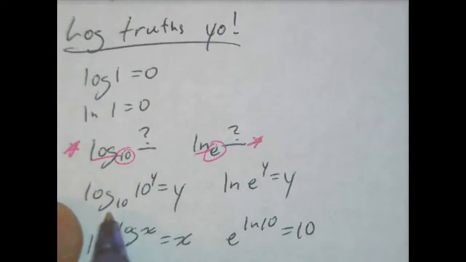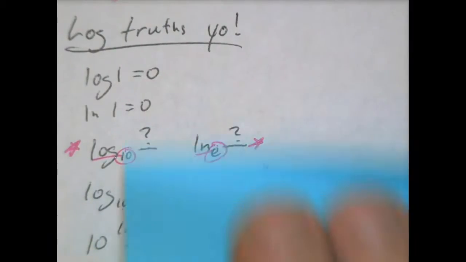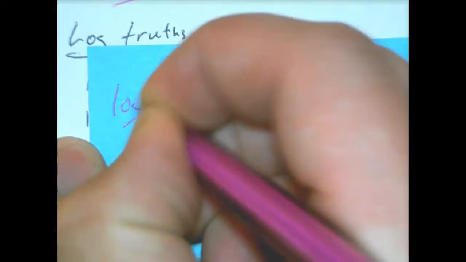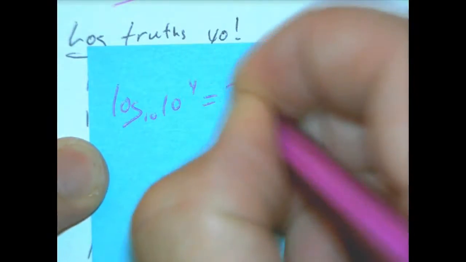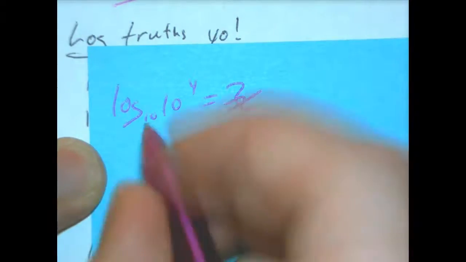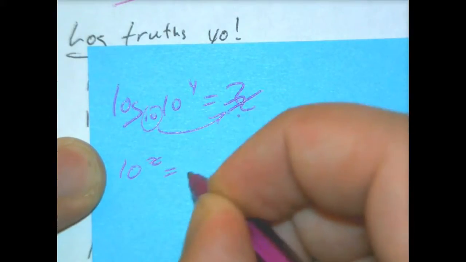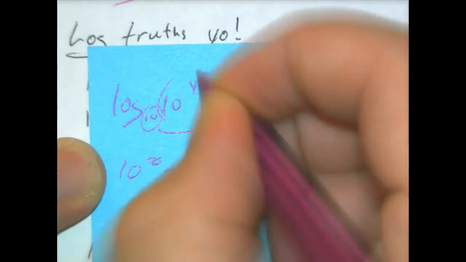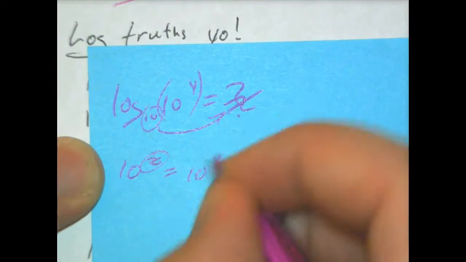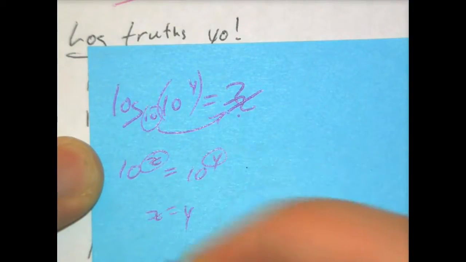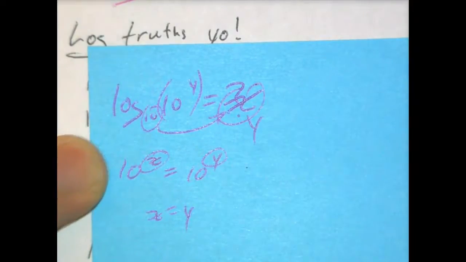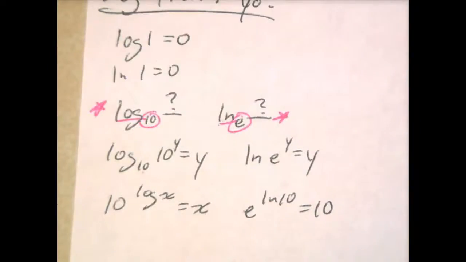If your base is the same as the number inside, it is equal to the power. Again, let's say I don't know what it is: log base 10 of 10 to the y equals x. If I rewrite this as exponential, 10 to the x power equals 10 to the y, because that is my number on the inside. Well, then I know that x has to equal y, so y should be the thing over here, which is exactly what we are saying in our truth.